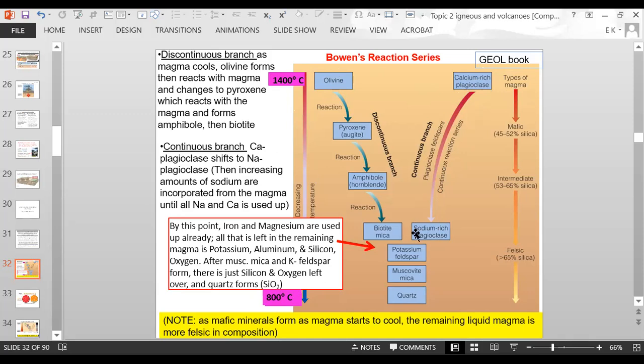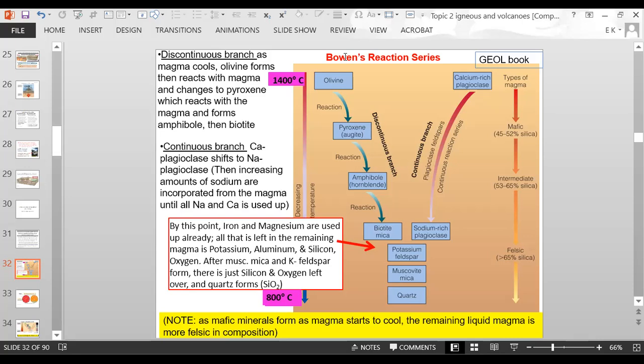So that's the continuous branch. And what that's referring to is at higher temperatures, the plagioclase will be more rich in calcium. And as temperatures get lower, the plagioclase will be more sodium rich. Okay, but that's really all I'm going to talk about right now about the plagioclase feldspar. We're going to focus mainly on this discontinuous branch on the left. So we'll start out the conversation talking about magma. Okay, so let's say we have magma.